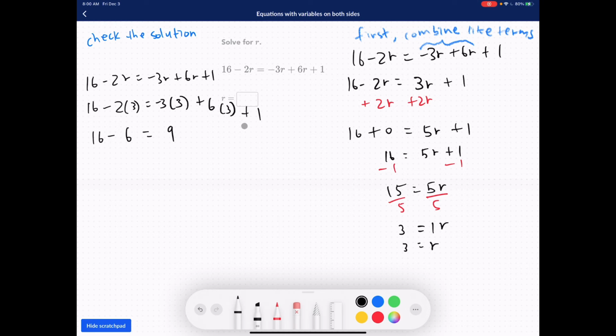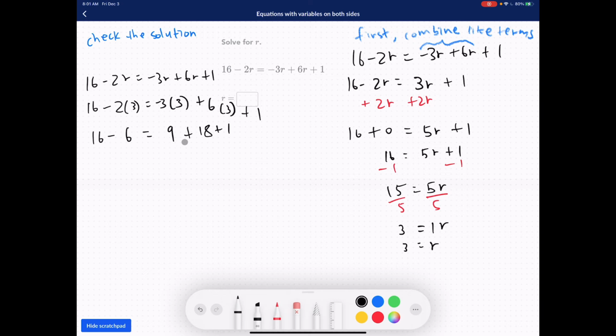plus 18, plus 1. Now what you could have done is combine these terms like what we did here, and then just put in the r, and it still would work. When you check the problem, you could have just used this equation, but I just decided to put the r right here.